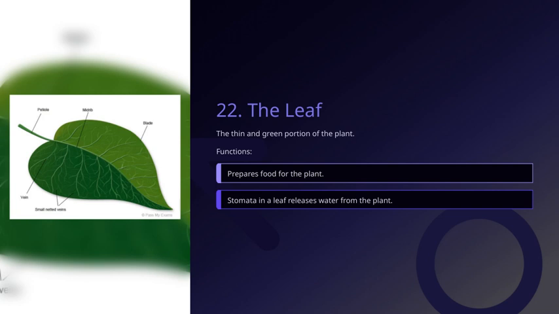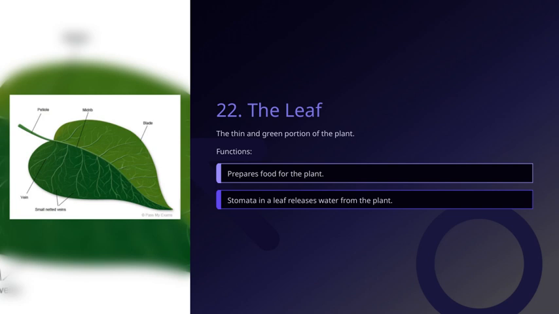of the leaf. These stomata help the plant regulate water and gas exchange. Specifically, they release water vapor from the plant into the air, a process known as transpiration. This not only helps cool the plant, but also aids in the movement of nutrients and water from the roots to other parts of the plant.